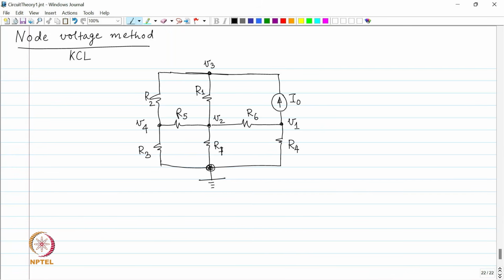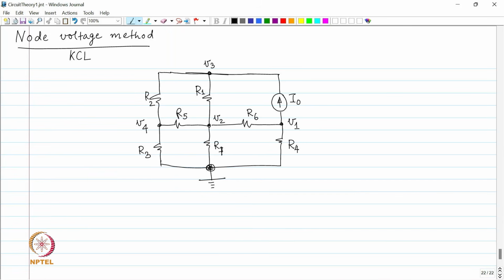Fine. Have I missed anything? So, there are 4 nodes and 8 branches. Okay. It is not 4 nodes, it is 5 nodes, because ground is also counted as a node. So, 5 nodes, 8 branches, and therefore, how many fundamental cut sets?